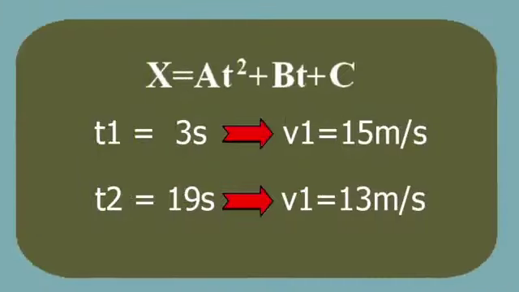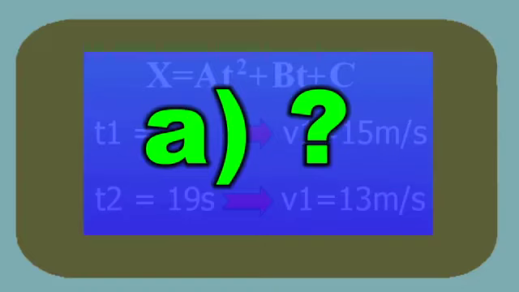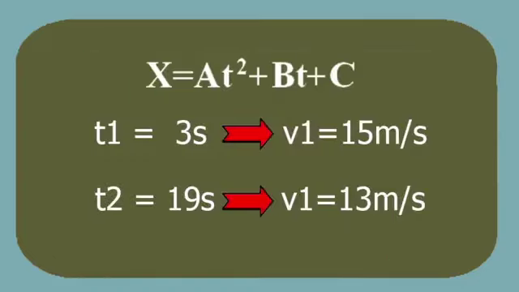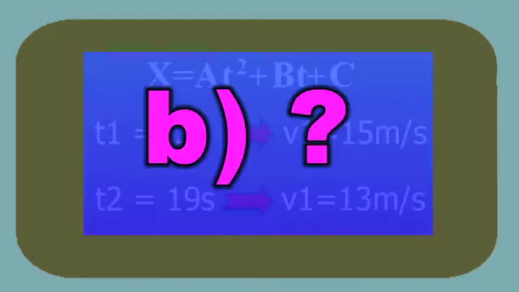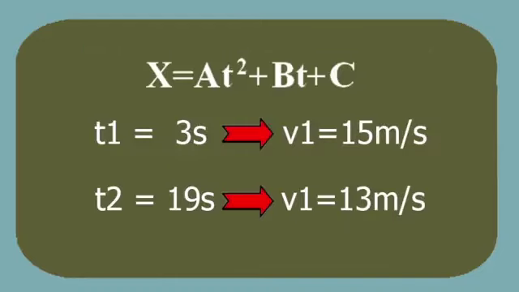Example 4. The equation of motion of a moving object which moves in a straight line is as follows. The velocity of this object at moment 3 is equal to 15 meters per second, and at moment 19 is equal to 13 meters per second. At what moment is the velocity of the object equal to the average velocity of the whole? What is the velocity of the object at this moment?